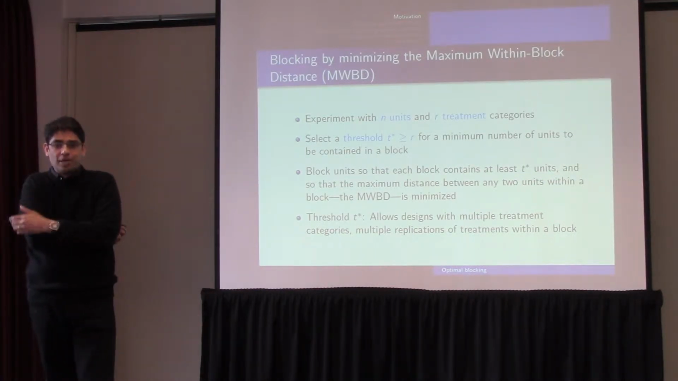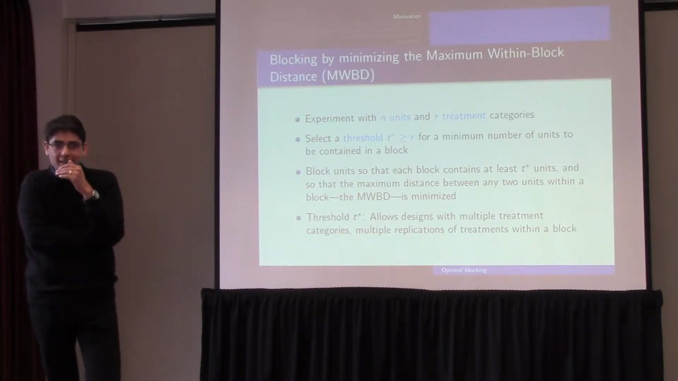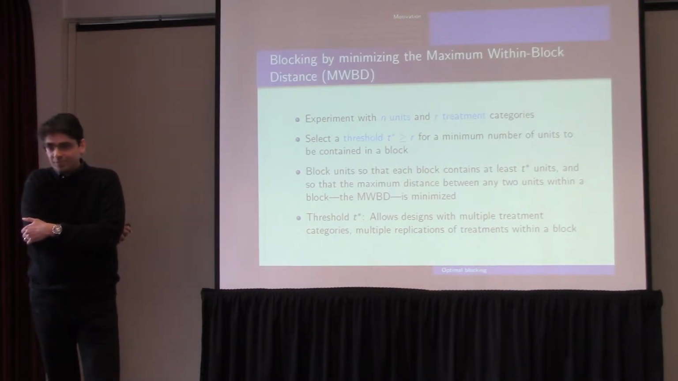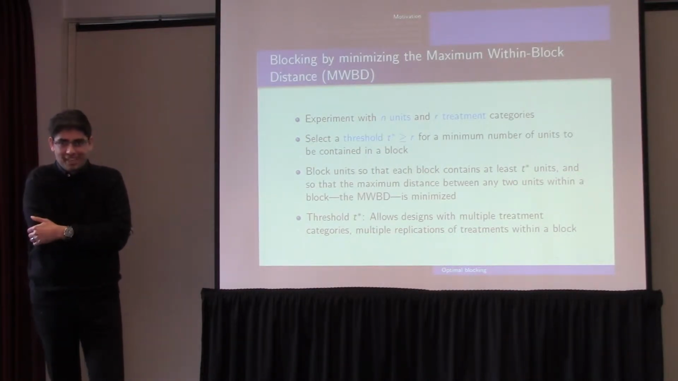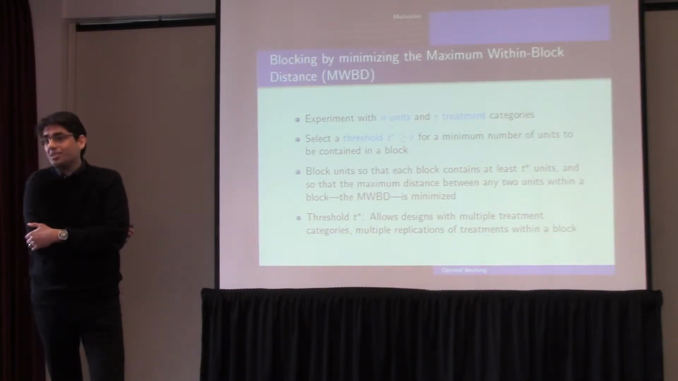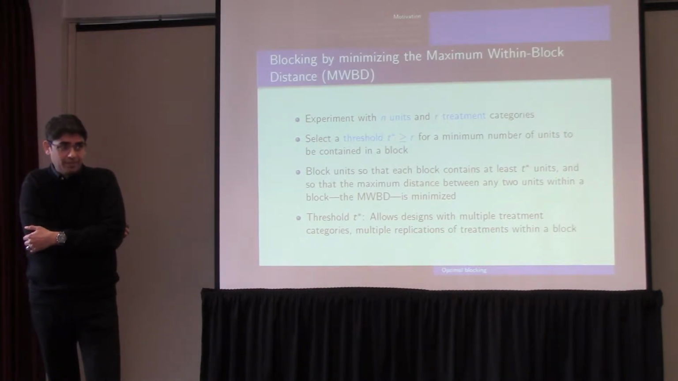Right? And then you have to pick a threshold. Call it T star. What T star says is, I want at least this many observations in a block. T star obviously has to be at least equal to r, the number of treatments you have. But you could say I want it to be twice the number of treatments, 3 times the number of treatments, or just equal to the number of treatments. It doesn't matter. The algorithm will just do what it's going to do.